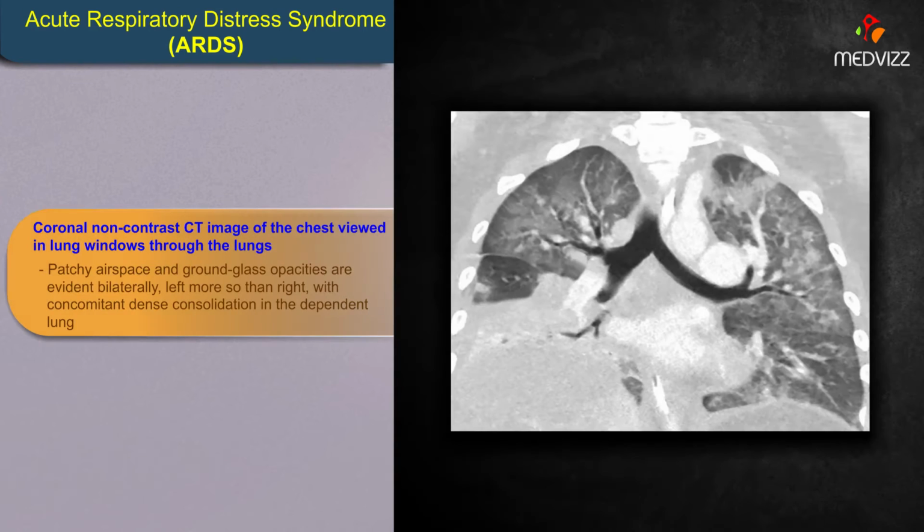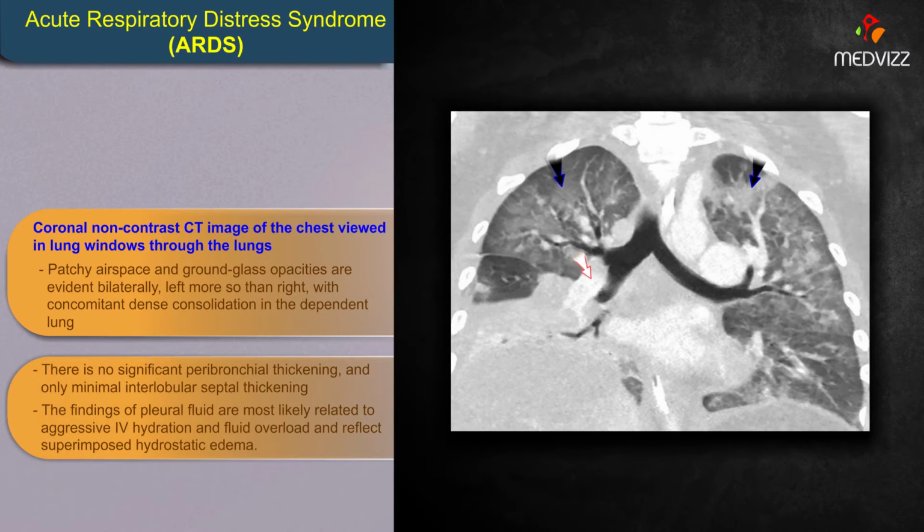Finally, a coronal non-contrast CT image of the chest viewed in the lung windows through the lungs. The patchy airspace and ground glass opacities are evident bilaterally, straight black arrows, left more so than the right, with concomitant dense consolidation in the dependent lung, the straight white arrow. There is no significant peribronchial thickening and only minimal interlobular septal thickening. The findings of pleural fluid are most likely related to aggressive IV hydration and fluid overload and reflect superimposed hydrostatic edema.